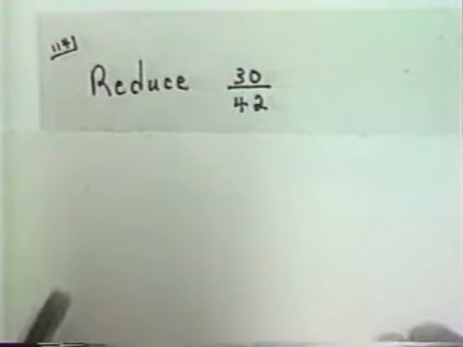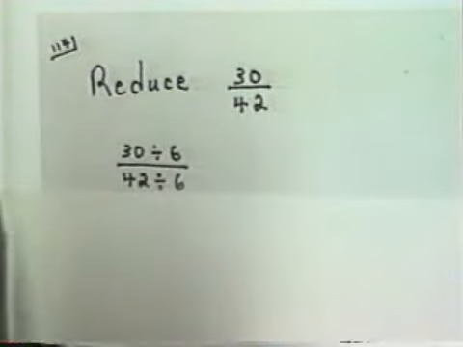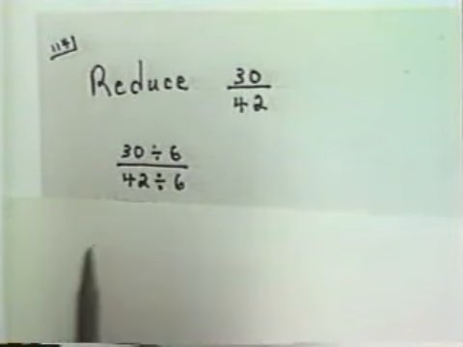Let's start by reducing the fraction 30/42. Now the way you would reduce this fraction is probably find a number that would divide into both 30 and 42. That number is 6. So what you would probably do to reduce it would be to divide 6 into 30 and then divide 6 into 42. So we do 30 divided by 6, 42 divided by 6.